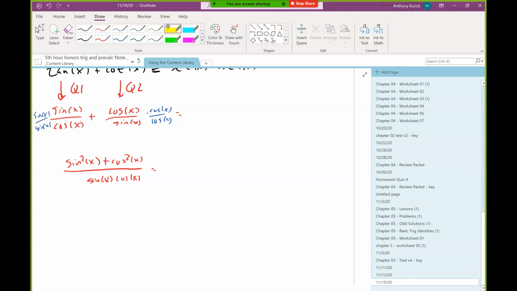Now, if I look at the numerator of my new single fraction here, I see sine squared plus cosine squared. That I recognize as P1. That's the first Pythagorean identity. I know that sine squared plus cosine squared is equal to 1.